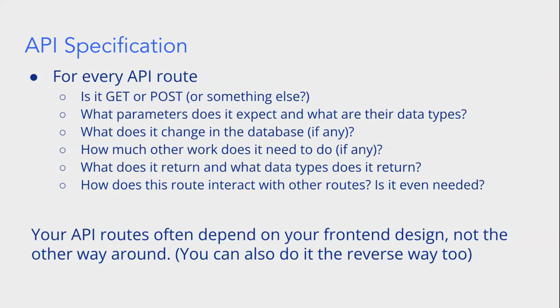Okay, and then you might be wondering, how can I write an API specification? Well, it's pretty simple. For every API route, you ask if it's a GET or a POST. You ask what parameters it expects. You ask what it changes in the database, how much work it needs to do, what is the return and what data types, and also how it interacts with other routes. And one thing to know is that as you continue working on your projects, you might notice that your API routes often depend on your front-end design, which is why it's really helpful to work on your front-end design first.